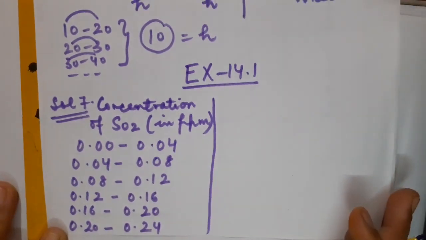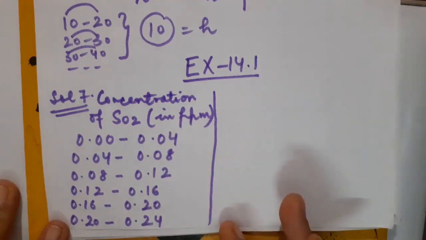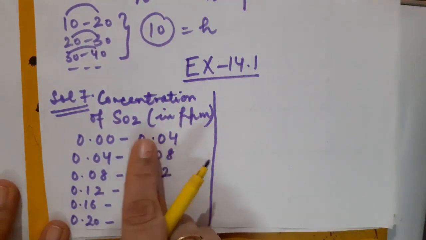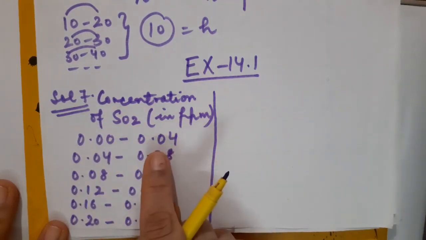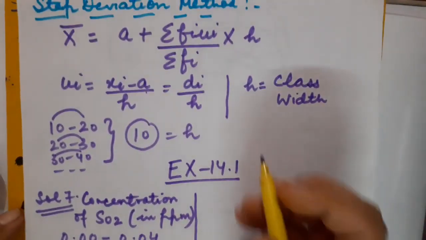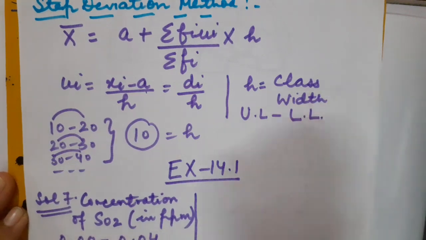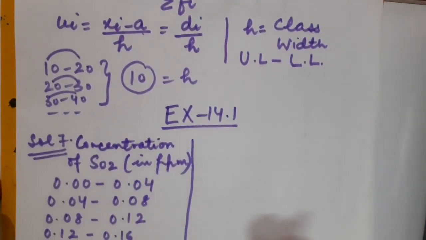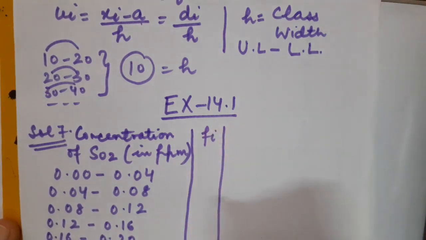Correct, children? So here you can easily observe that H, which is the class size, is 0.04. Because how do we calculate it? We calculate it by upper limit minus lower limit. I can write this formula here. This is upper limit minus lower limit. Correct? So children, we will be having the frequency also given, means which is given Fi.